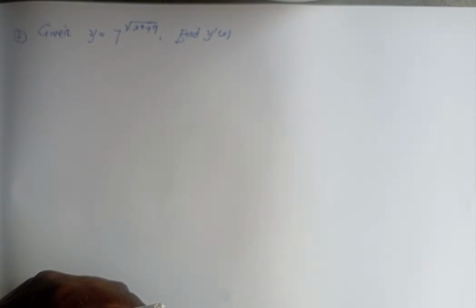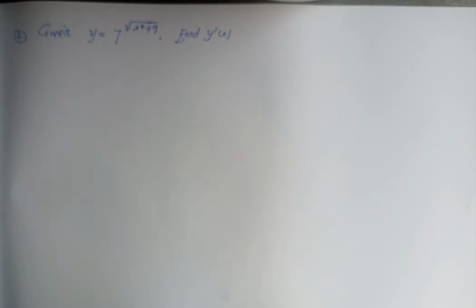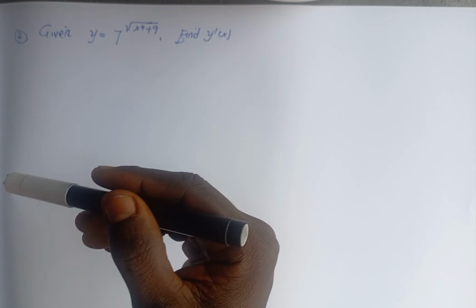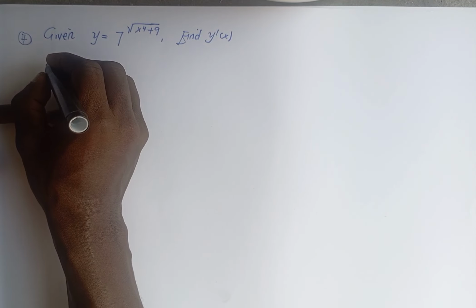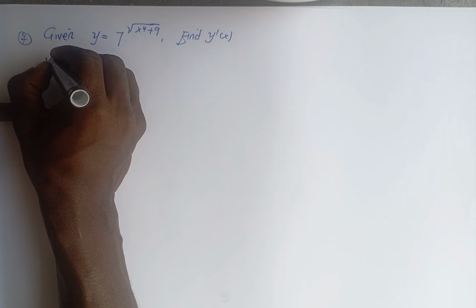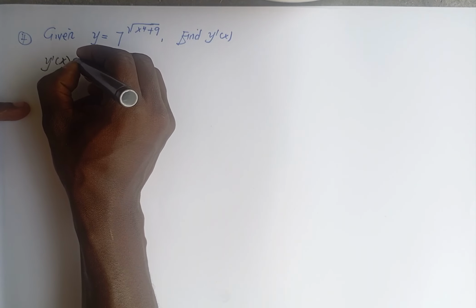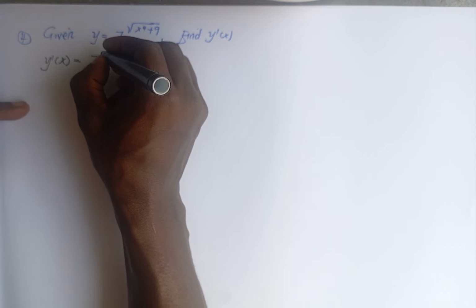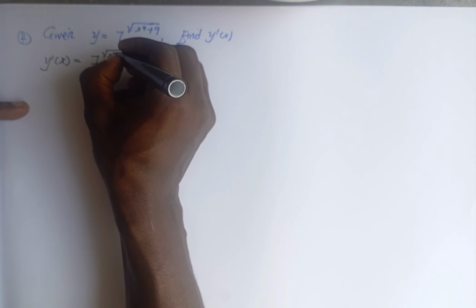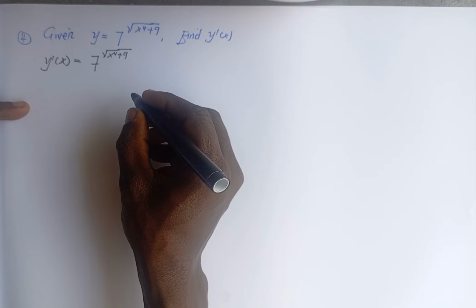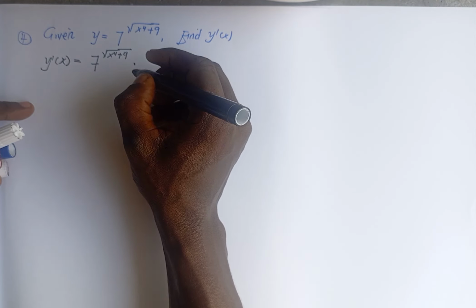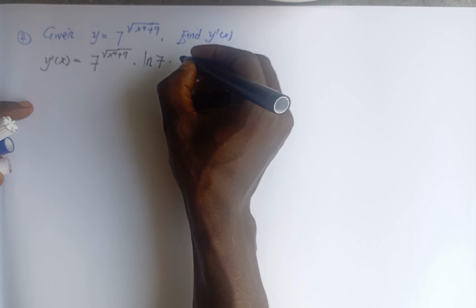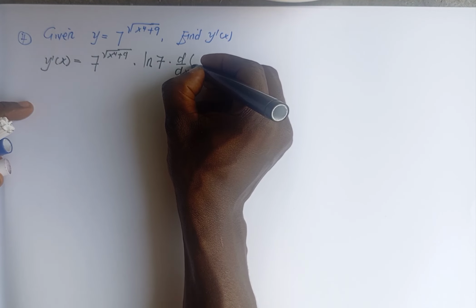The step says that to find the derivative, we first repeat the function. So we write our derivative y prime at x equals, and we repeat the whole of this function. We have repeated the function. Now we take the ln of the base. The base is 7. Then we find the derivative of the exponent.